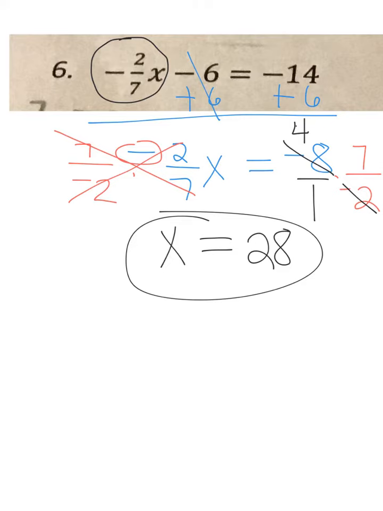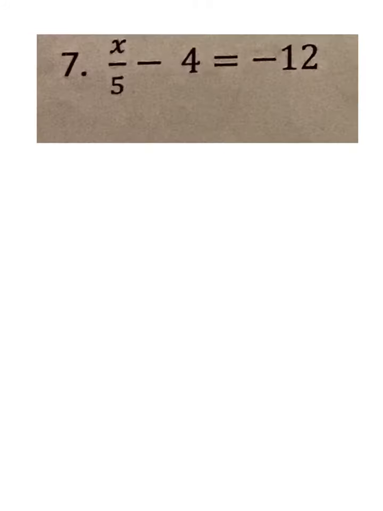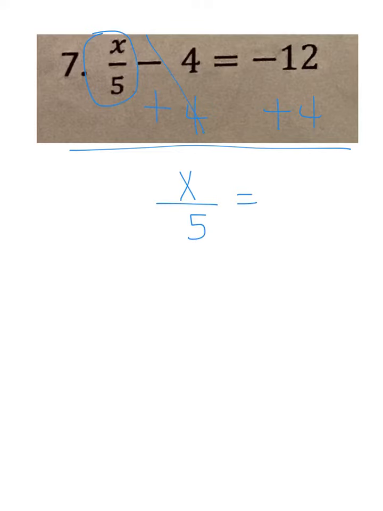All right, problem number 7. This kind of looks like a reciprocal problem, but it's actually easier. So again, I'm going to circle my x over 5, which means I want to get that by itself. The opposite of minus 4 is I'm going to add 4 to both sides. And I get x over 5 equals negative 12 plus 4, which is negative 8.